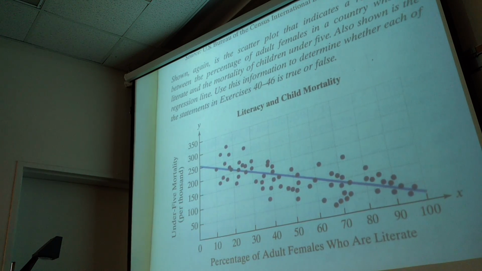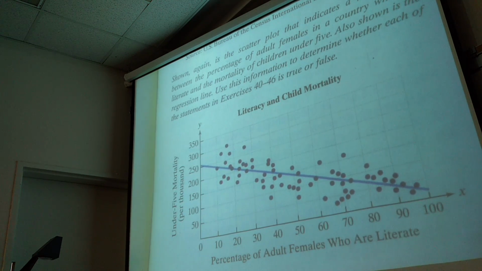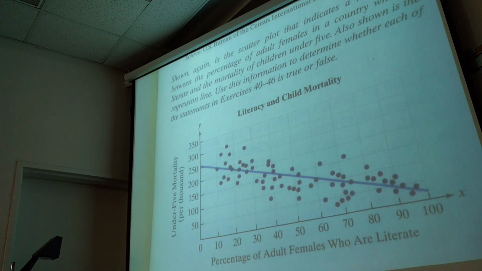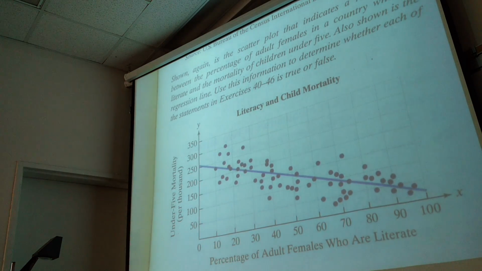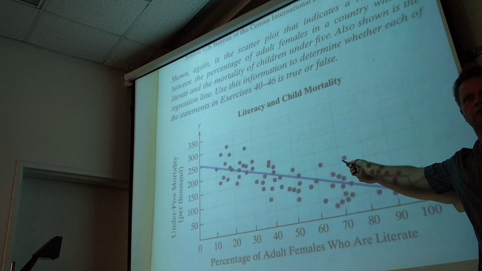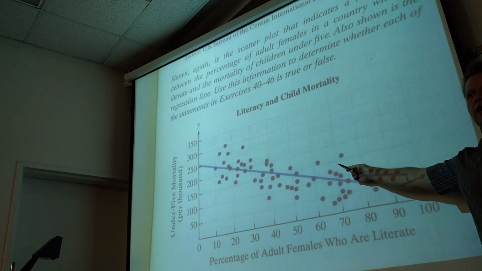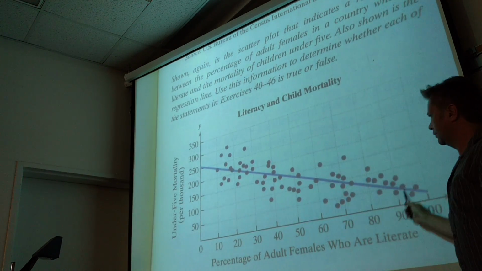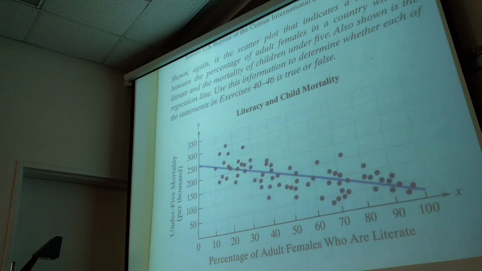There are more than 20 countries in this sample. Is that true or false? Yes, because each one of these little dots is a country, right? And there's like 20 right here. So there's more than 20 countries up there.